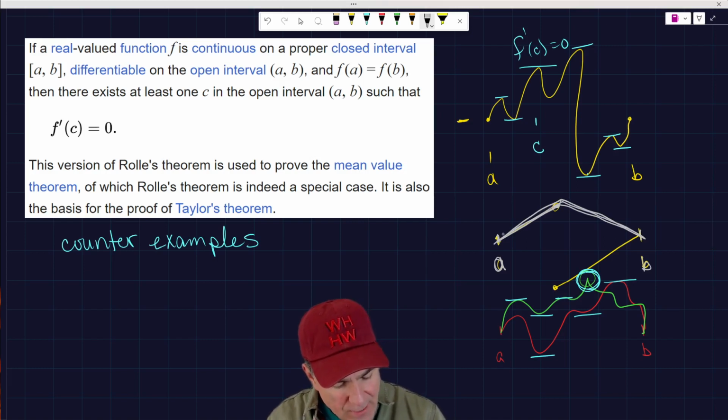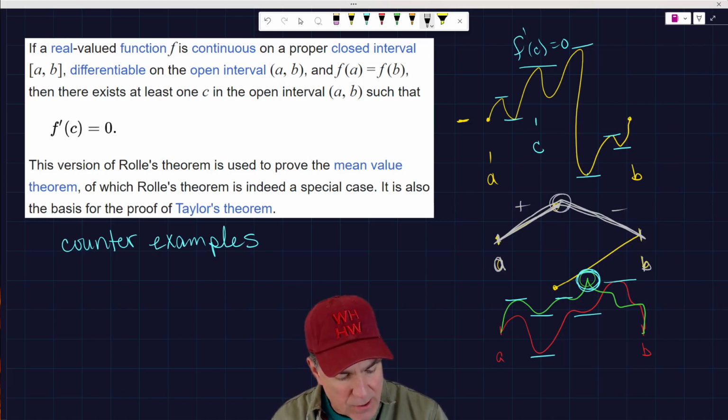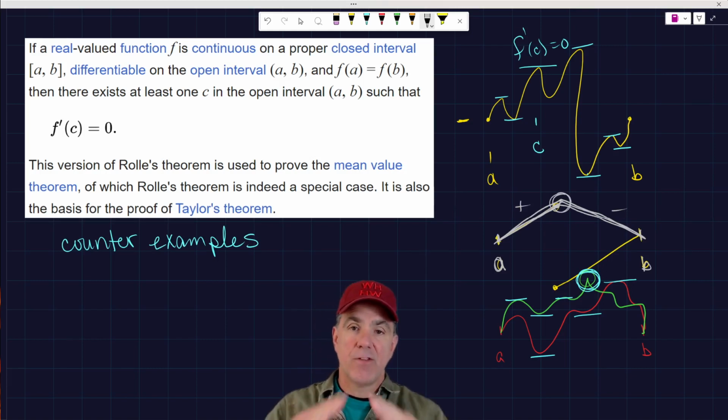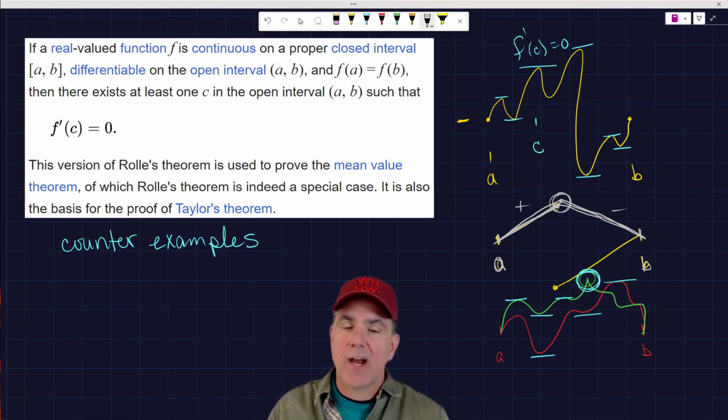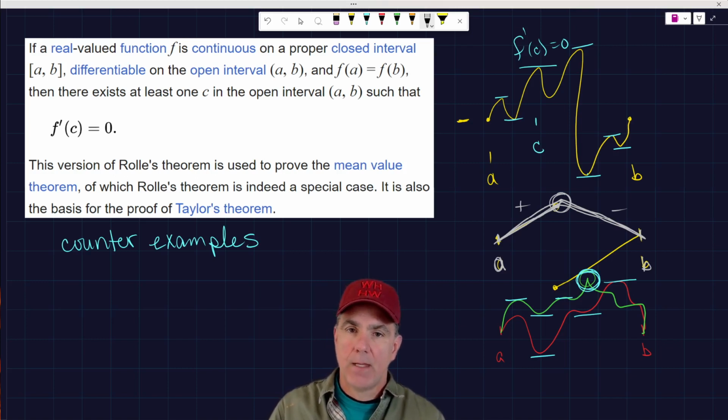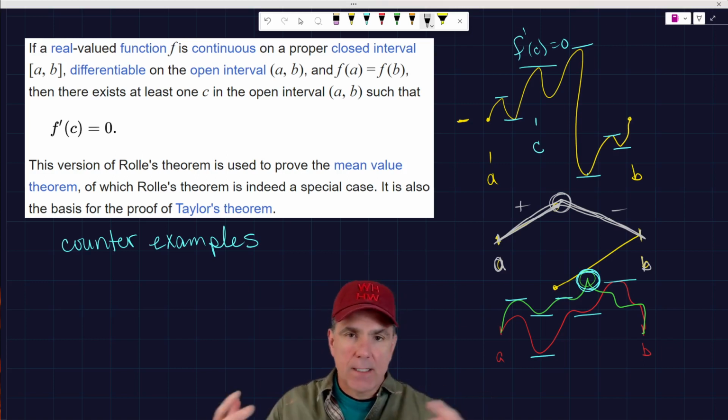Well, now I have a function which has some kind of positive slope here and negative slope here, and there is no definition for the slope at the cusp. Well, I don't have any slope that's equal to 0. I don't satisfy Rolle's condition because I have a function that is not differentiable everywhere. So this is the idea about how we think about these things.